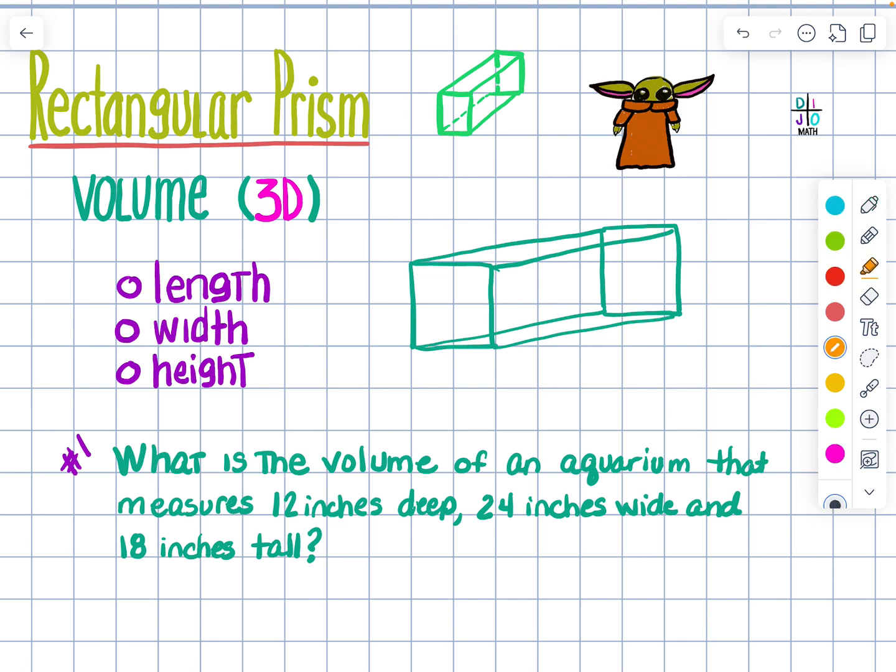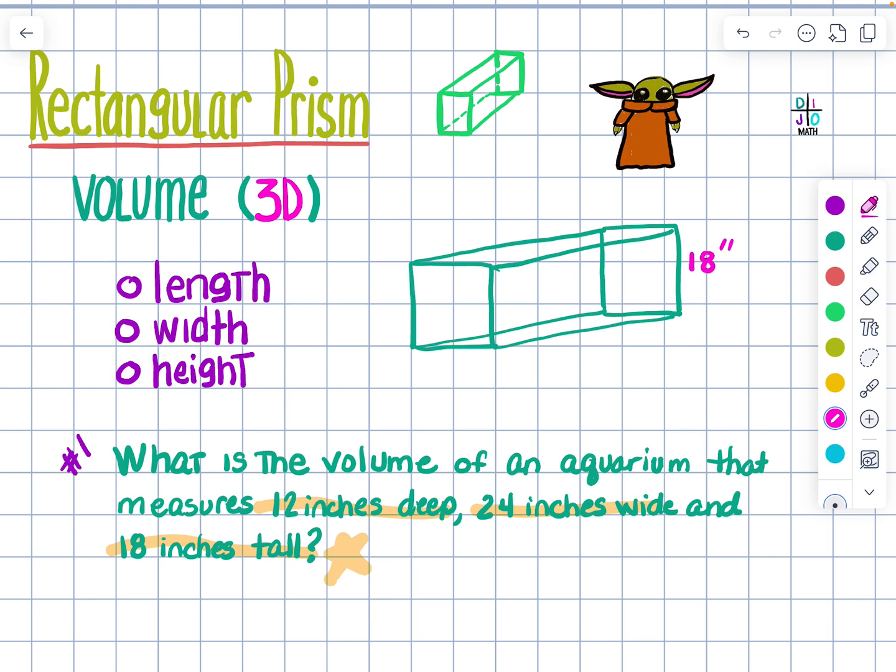So I'm going to highlight them first. So it's 12 inches deep, it's 24 inches wide, and 18 inches tall. I'm going to measure the 18 inches tall first because that one is crucial. We need to know. So those two little marks just say it's inches.